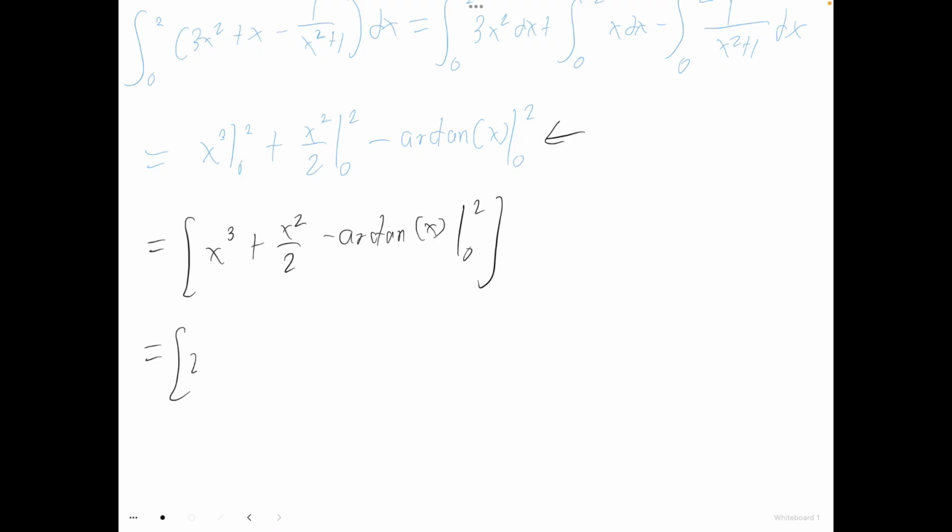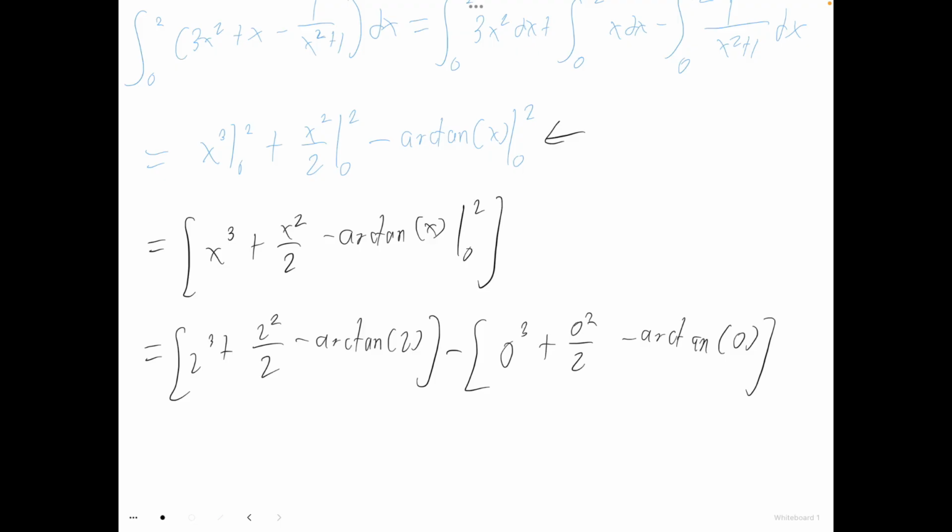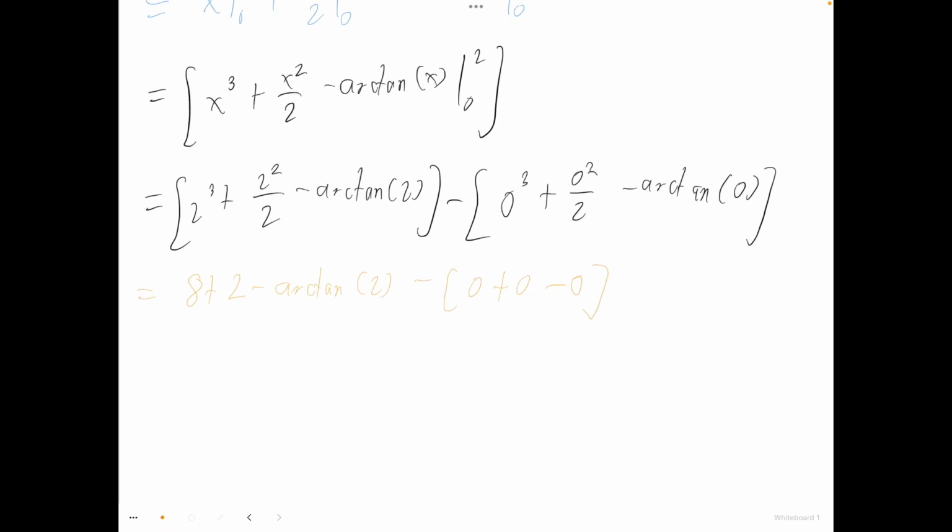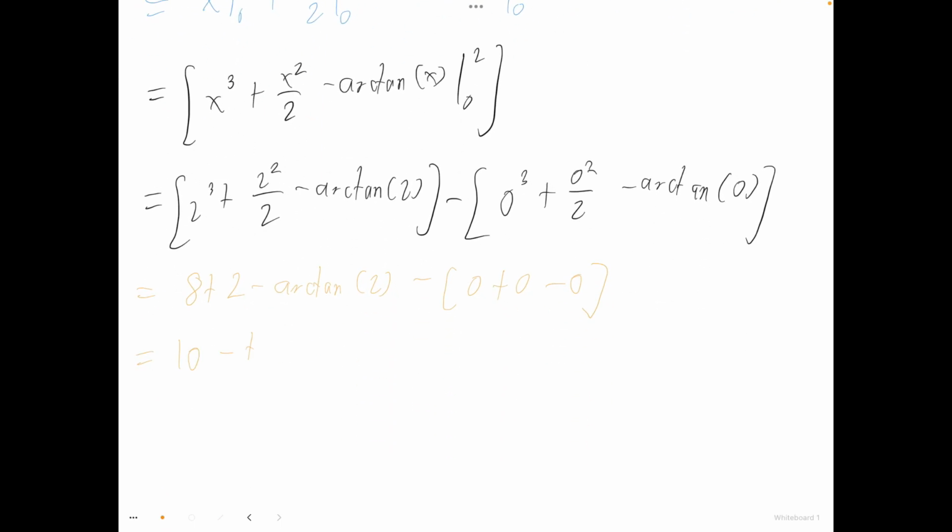So plugging in 2, we have 2 cubed plus 2 squared over 2 minus arctangent of 2, minus, we're going to have 0 cubed plus 0 squared over 2 minus arctangent of 0. So we get 8 plus 2 minus arctangent of 2 minus 0 plus 0. And then arctangent of 0 is 0, so we get 0 there. So we end up with 10 minus arctangent of 2. If you're curious, this is about 8.89.